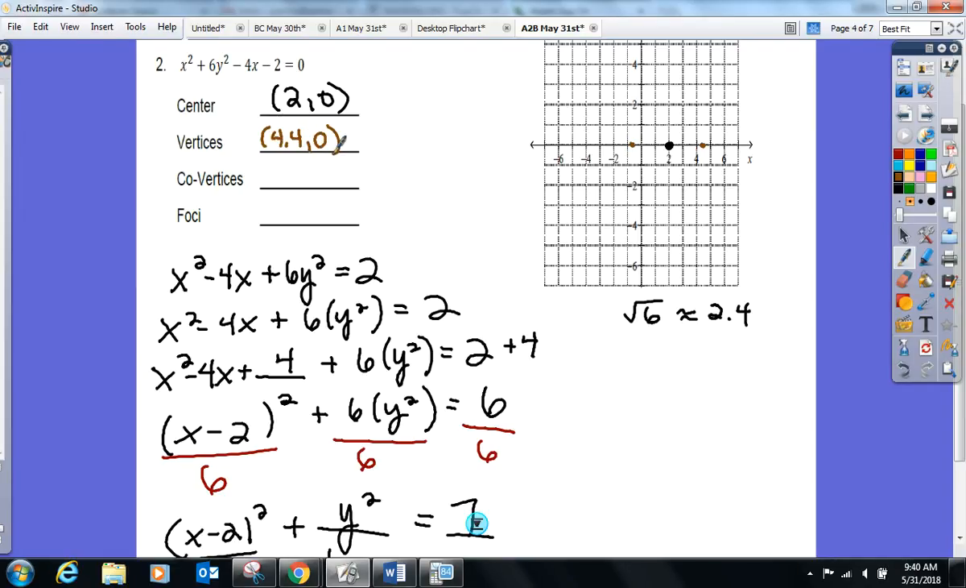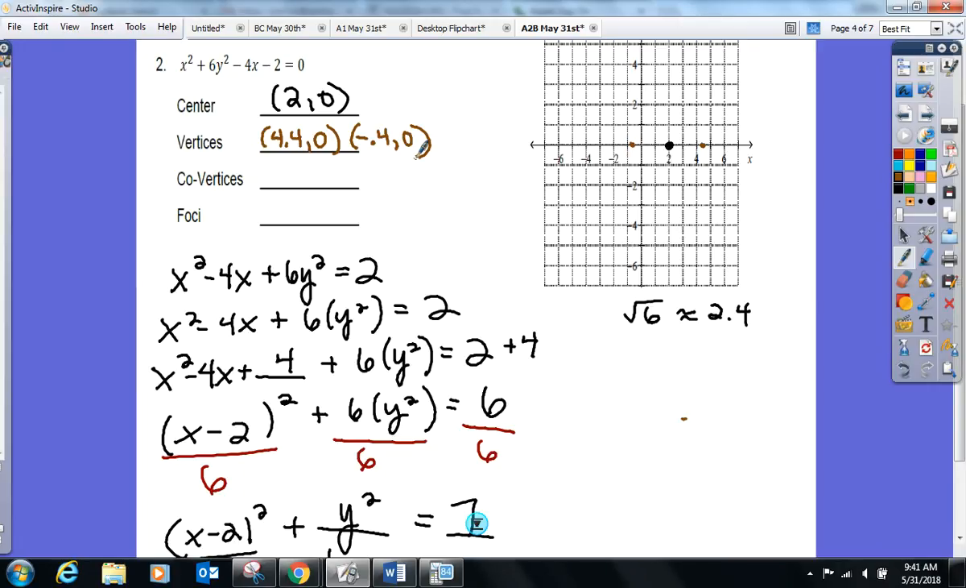Because remember, I was at 2, right? And I went 2.4 to the left. Or to the right in this case. And now go to the left, everyone. Subtract it now. Where do I end up at? Negative 0.4, 0. Yep.